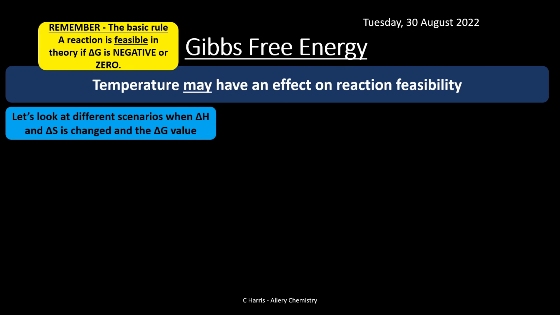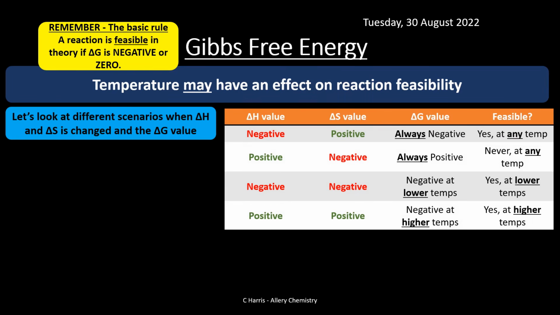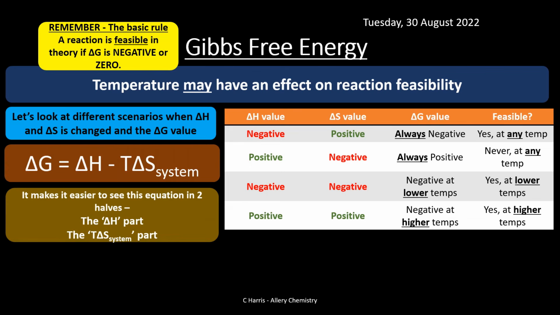So let's look at different scenarios when delta H and delta S are changed, and we're going to find the delta G value for this. We're not actually going to look at any specific numbers as such. We're going to look at if a reaction is feasible or if it isn't. So let's have a look at the first example. Remember, the delta G equation is delta H minus T delta S, and the exam board might ask you to comment, will this reaction go in theory? We're not going to give you any numbers, we're just going to get you to comment qualitatively rather than quantitatively.